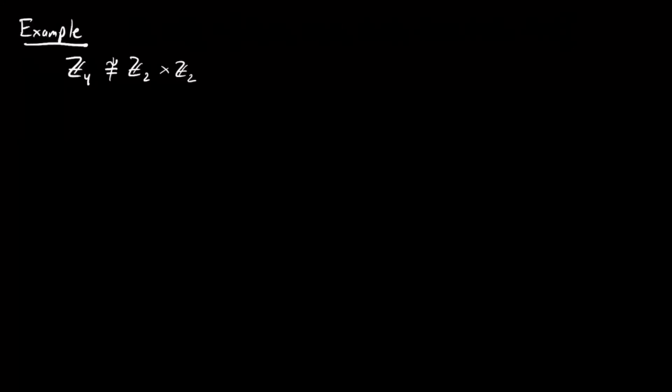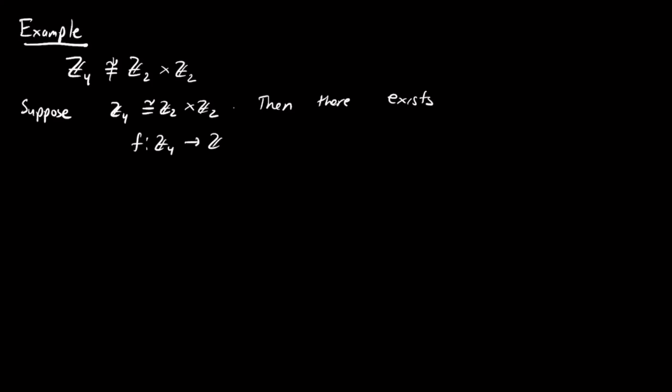Here's another interesting example. So we're going to show that Z4 is not isomorphic to Z2 cross Z2. Okay, so let's check this. I'll say suppose that Z4 is isomorphic to Z2 cross Z2. Suppose that we do have an isomorphism. So I could say then there exists some isomorphism, so a function f from Z4 to Z2 cross Z2, which is an isomorphism. So this is an operation preserving bijection.